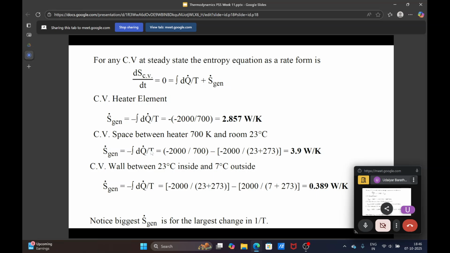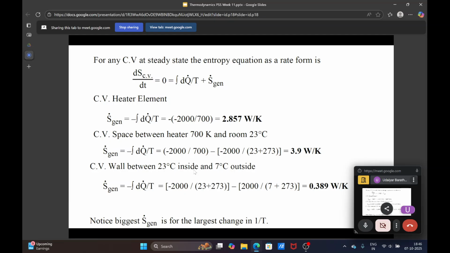And then this heat is now rejected to an ambient which is at 7 degrees Celsius. So the entropy generated is again because of the heat transfer change. So minus 2000 divided by 296 minus of minus 2000 divided by 280. So that gives you an entropy generation of 0.389.